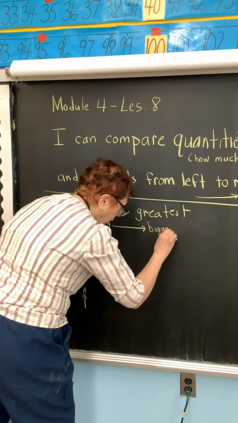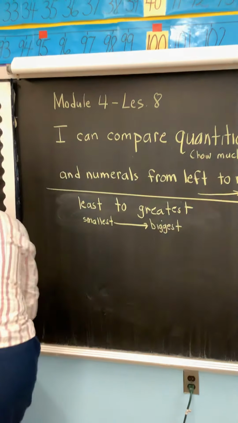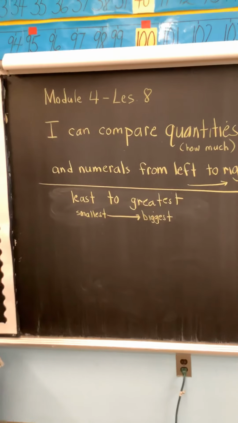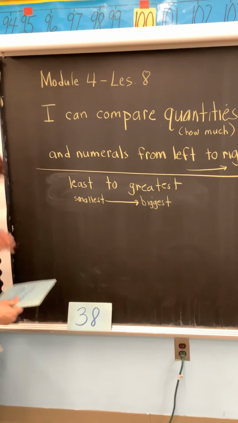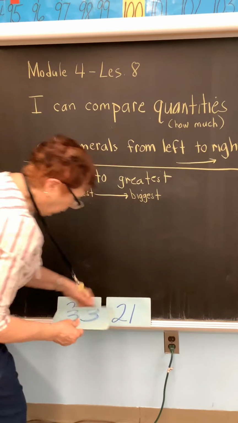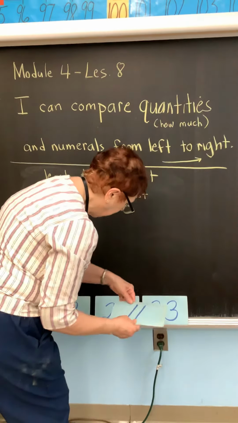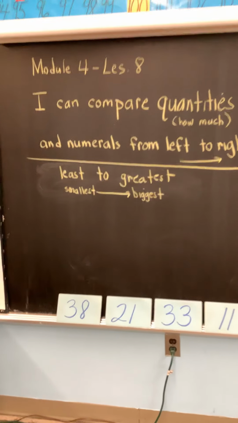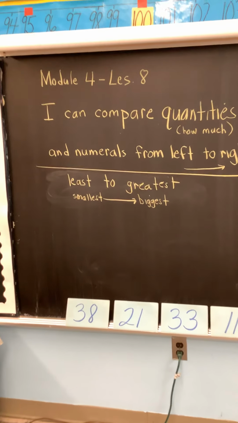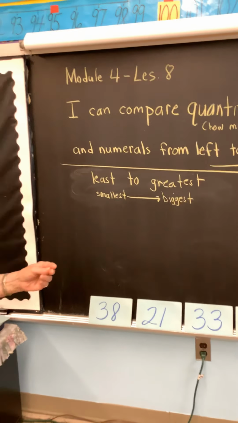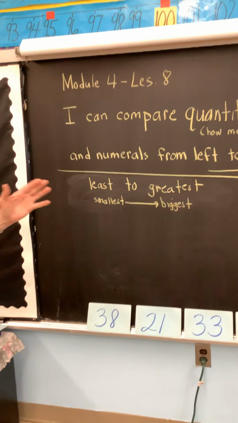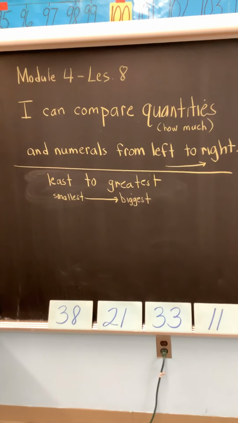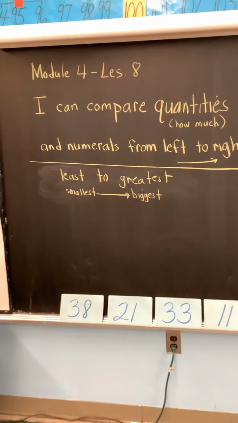So let me put 4 cards down, okay? So ready? 38, 21, 33, and 11. So this time they're going to want us to put it from smallest to biggest. So some of you might just be able to put them right in order without having to do anything. For those who are not sure, use your little 10 strips.